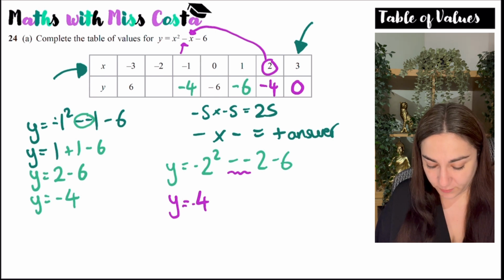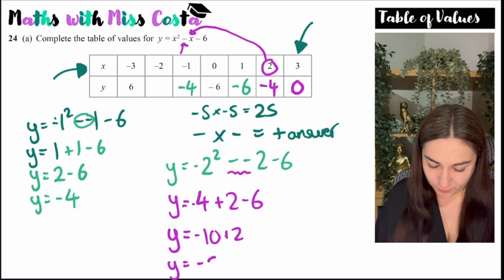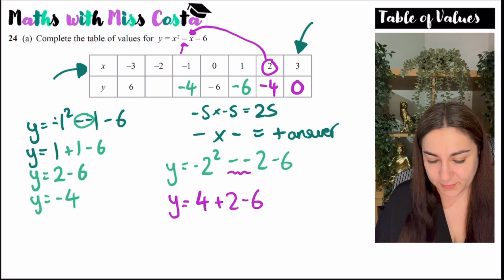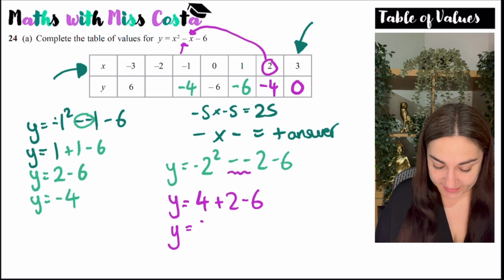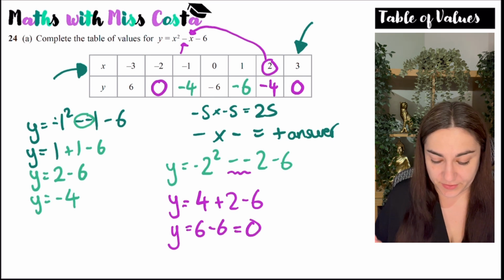So y equals minus 4 plus 2 minus 6. So that's the same as saying minus 10 plus 2, which is it? Minus 4 plus 2 is minus, I might have done something. Oh, sorry. It's not a negative 4 because any negative number times by itself is positive. That was supposed to be an equal sign. So 4 plus 2 is 6. 6 take away 6 is 0. So that's how you do your table of values for a quadratic.